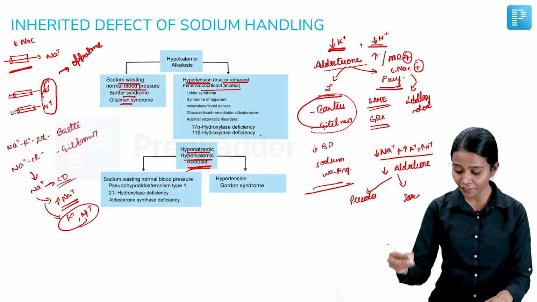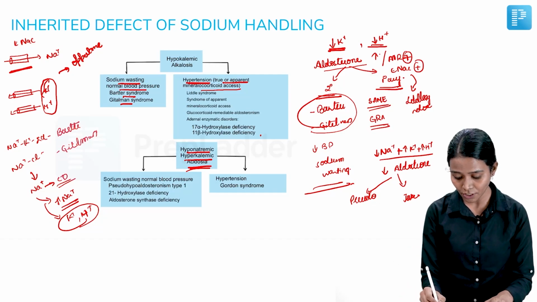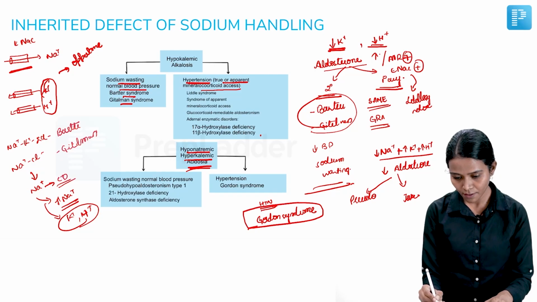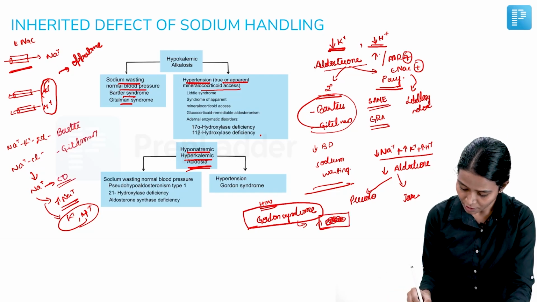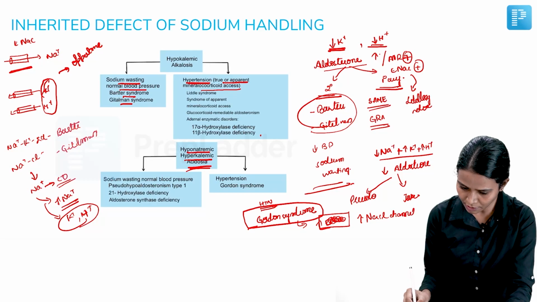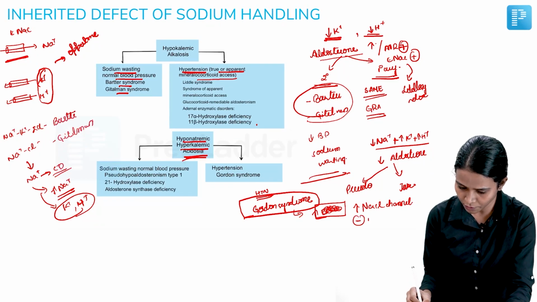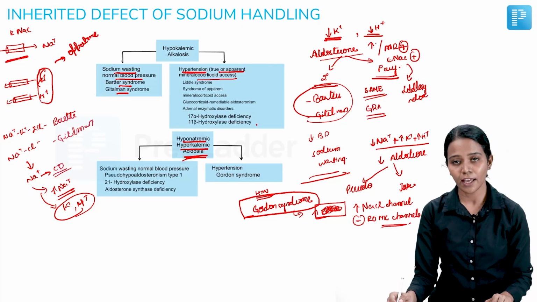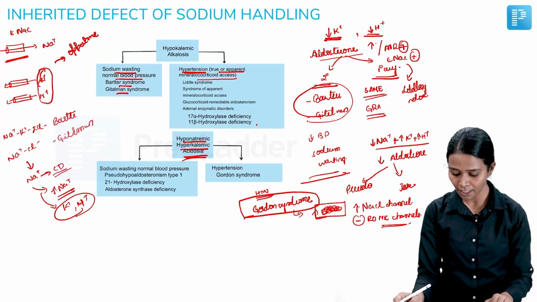Okay, and if in this condition there is hypertension, then there is a condition called Gordon syndrome. There is Gordon syndrome, which leads to activation of the sodium chloride channel in the distal tubule and also inhibition of the ROMK channel. So, this leads to hyperkalemia and the acidosis. So, this is a condition where there can be hyponatremia, hyperkalemia and acidosis.